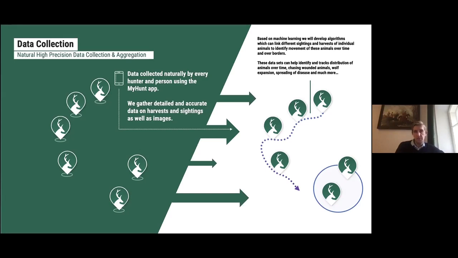This can help identify and track the distribution of animals over time, the expansion of the distribution of the wolf, for example, the spreading of disease, and many other features. Basically, any sort of data you can imagine, we can collect. We are relying a lot on, and hope to work very closely with, the scientific community on which data we collect and how we process this.